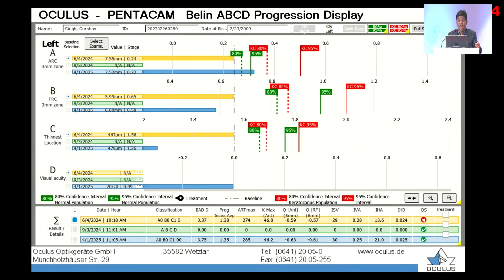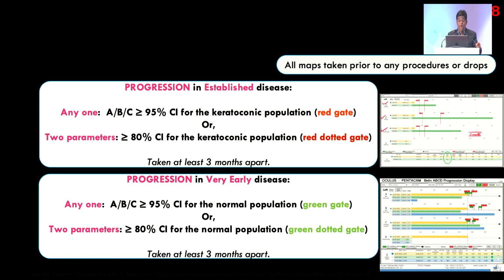So we do have these maps which show us at a glance whether the patient is progressing or not. And in every patient of keratoconus or keratoconus suspect, we should take a look at this map. There are green flags and red flags, so basically in established disease, if the follow-up reading crosses the red flag, it's significant, any one, or if there are two parameters which cross the 80% dotted line. And similarly, in very early disease, even if it crosses the green flag, it is considered to be significant.